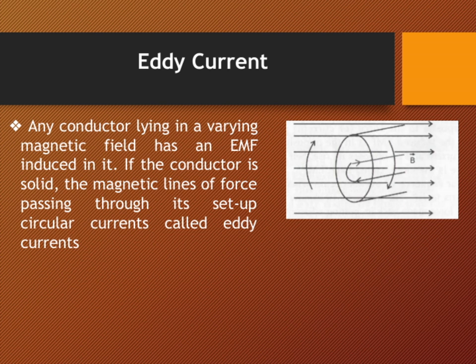If the conductor is solid, the magnetic lines of force will generate these circulating currents within the material. These eddy currents are interesting because they form circular patterns, hence the name, and they can cause various effects, like heating or magnetic damping, which are important in many applications. Understanding how these currents are induced and how they behave helps us better grasp the interaction between magnetic fields and conductors, which is at the core of many electromagnetic devices and systems.